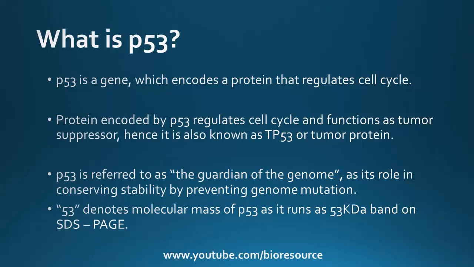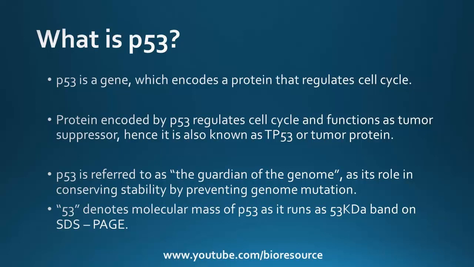What is p53? p53 is a gene which encodes a protein that regulates the cell cycle. The protein encoded by p53 regulates the cell cycle and functions as a tumor suppressor. Hence, it is also known as TP53 or tumor protein. p53 is referred to as the guardian of the genome, as its role is conserving stability by preventing genome mutation.